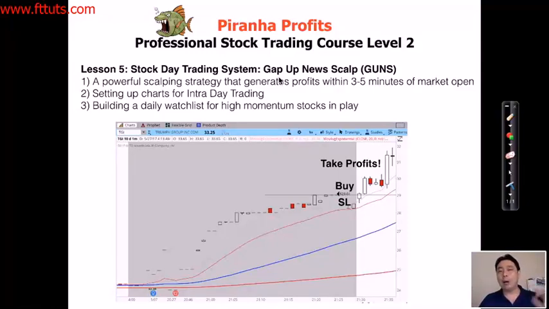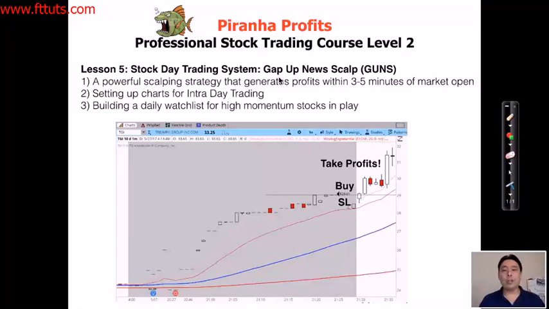I'll teach you exactly how you enter the stock the moment the market opens and exit within a few minutes. In fact, the average trade lasts for 3 to 5 minutes. You're in and out in 3 to 5 minutes. So just like a gunslinger, you bang, bang, bang, take the profits and you run every single day, okay?